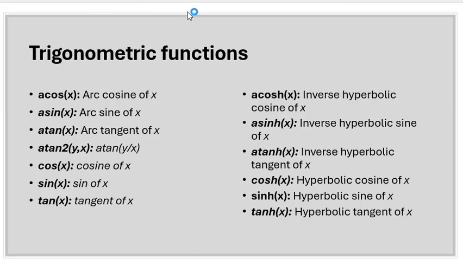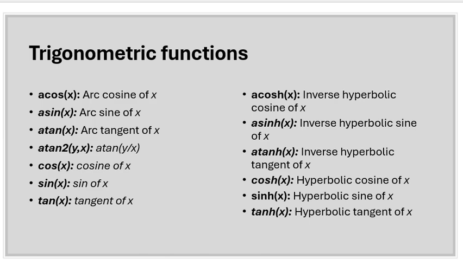So after this we have trigonometric functions, consisting of acos x, which gives the arc cosine of x. Then we have asin x, which gives the arc sine of x. Then we have atan x, which is the arc tangent of x, that is the inverse of cos, sine and tan. Then we have atan2 y, x, which gives the inverse of tan y by x. Then we have cos, sin, tan of x, which give the cosine, sine and tangent of x.